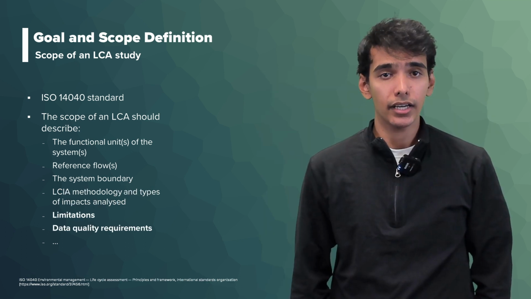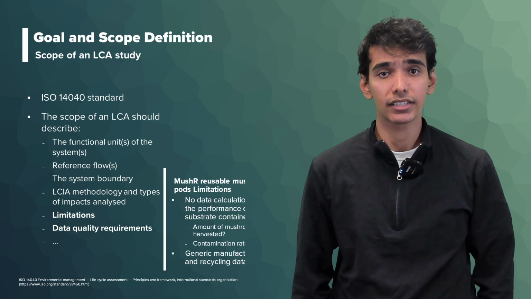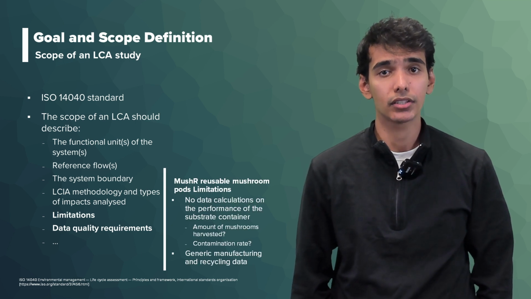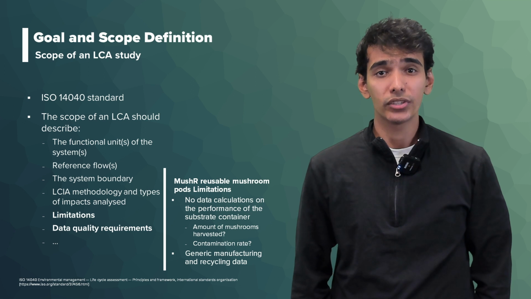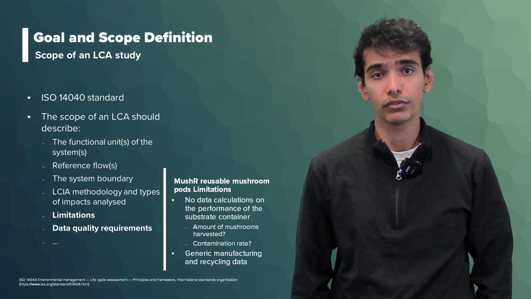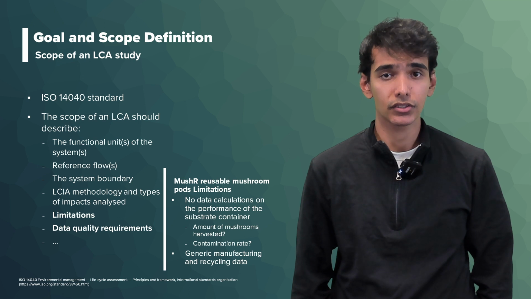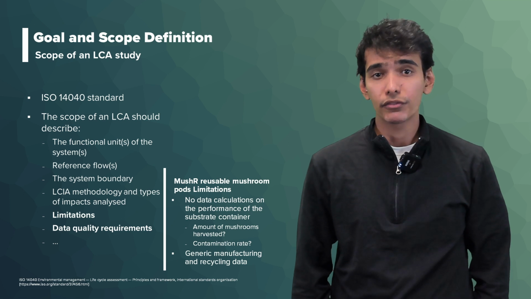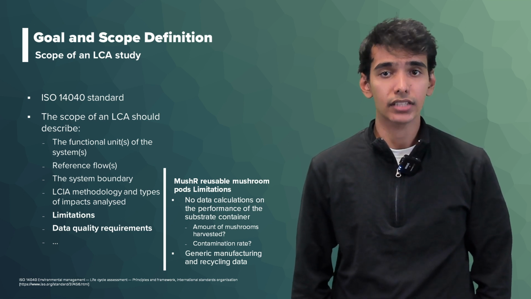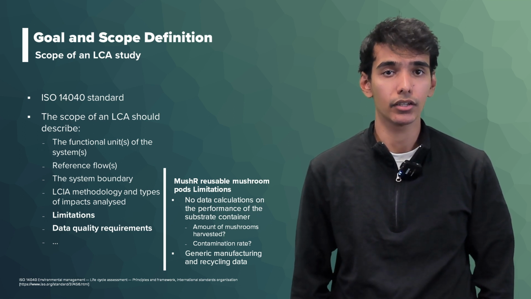After you have your LCIA methodology, you also talk about what limitations and data quality requirements your LCA is having. For example, with our Mashar project, we had certain limitations. So no data calculations on the performance of the substrate container itself were performed. So we have no answers in terms of the amount of mushrooms that are harvested specific to the containers, and also how often these mushrooms were contaminated. Furthermore, we also just use generic manufacturing and recycling data. So these are some very important things that you should clearly define in the beginning of your LCA.